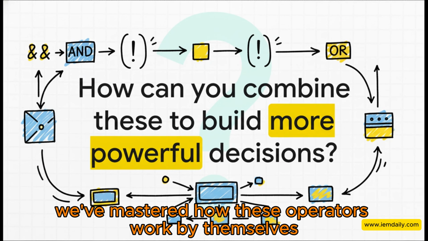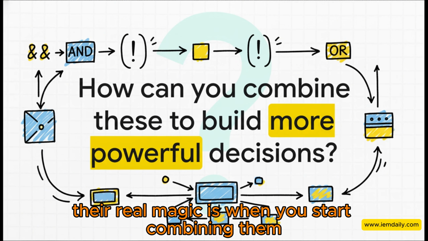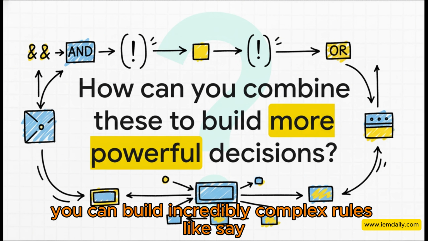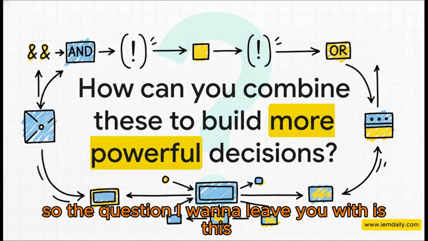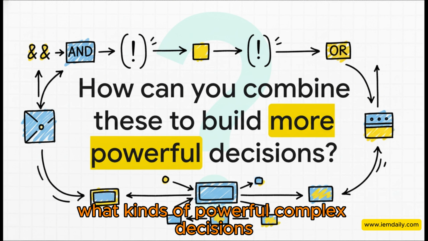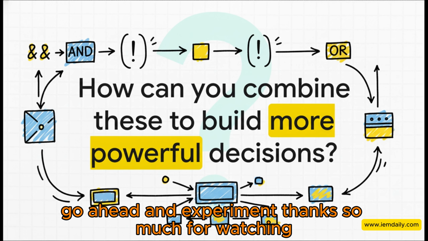You know, we've mastered how these operators work by themselves, but their real power, their real magic, is when you start combining them. You can build incredibly complex rules, like say, is logged in and has admin rights, or is guest mode. So the question I want to leave you with is this. Now that you have these tools, what kinds of powerful, complex decisions are you going to build into your next program? Go ahead and experiment.